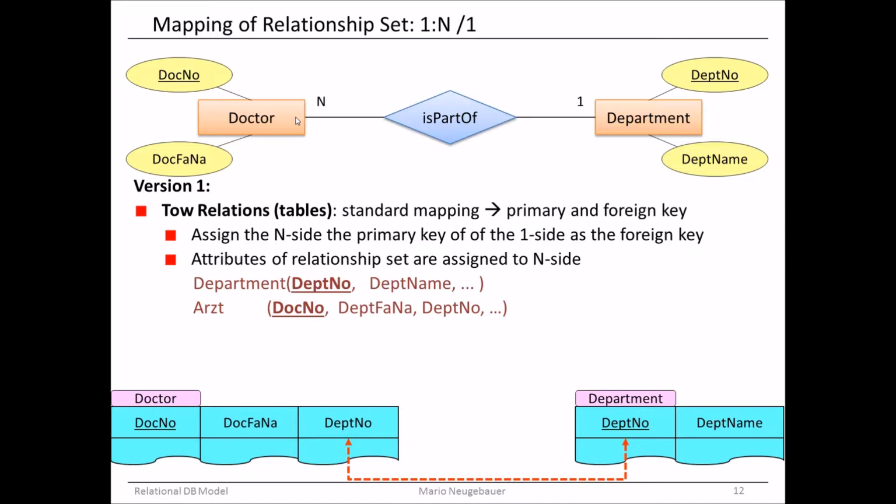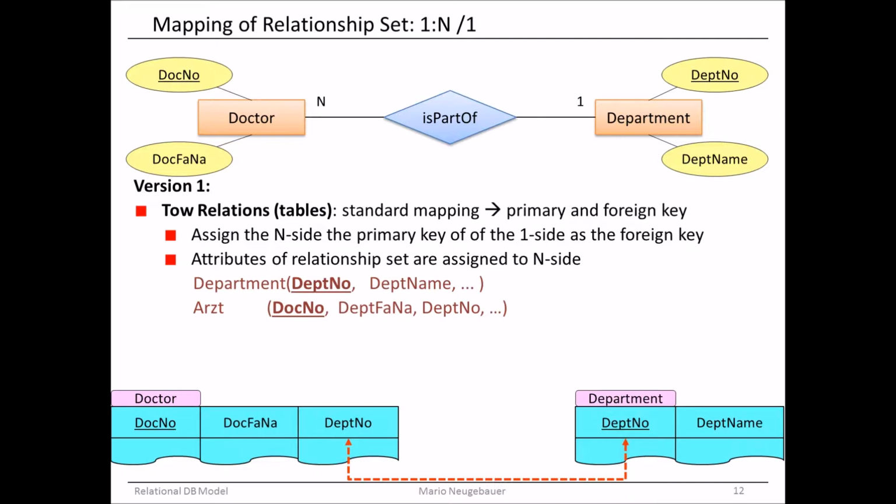And if we do not have attributes here in the relationship set, then we just map to two different tables: first, to the doctor table and the department table. We add the attributes doctor number, doctor family name first, and department number and department name first. And then we have first created the pure mapping of the entity sets onto the tables. And now we need this connection as well.